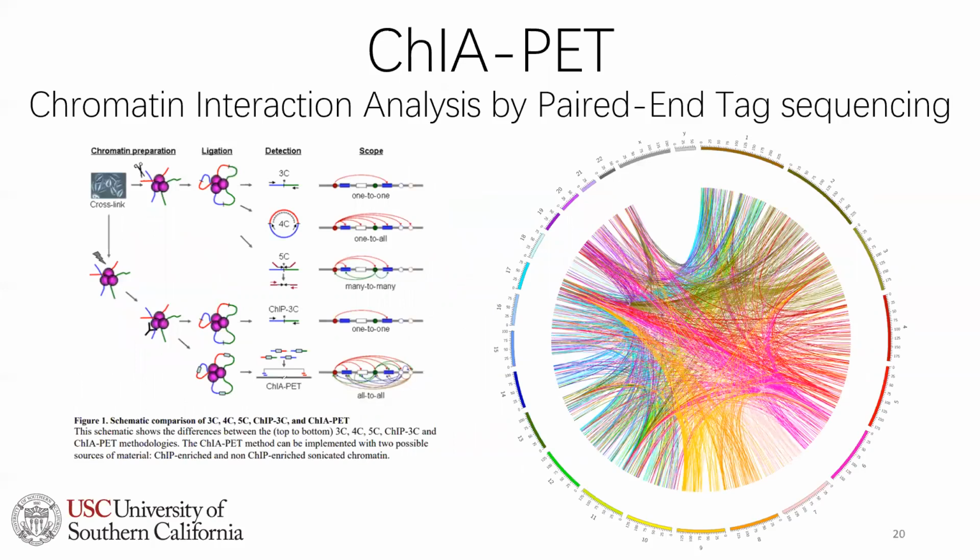ChIA-PET stands for chromatin interaction analysis by paired-end tag sequencing. You may remember that in the beginning of the talk, I said that enhancers are thought to upregulate their target genes through recruitment of transcriptional machinery. In order to do this, they need to come into close proximity of the promoters of their target genes via chromatin looping. Active enhancers are typically associated with H3K27 acetylation marks concurrent with the presence of RNA polymerase II, which is just the polymerase responsible for mRNA transcription of genes.